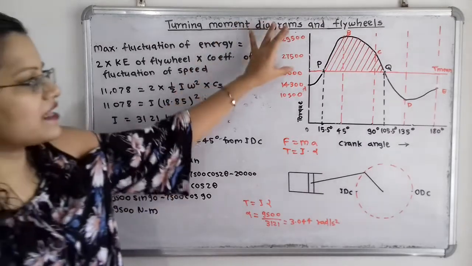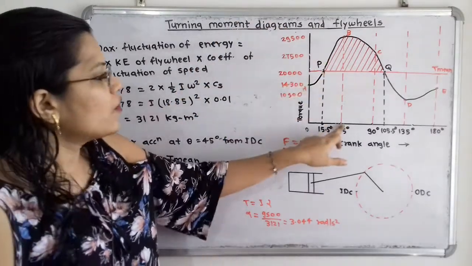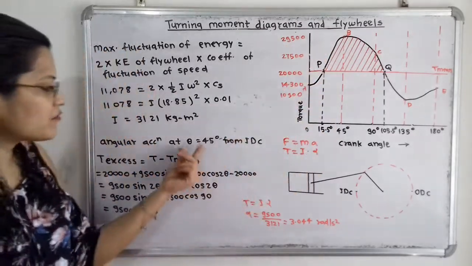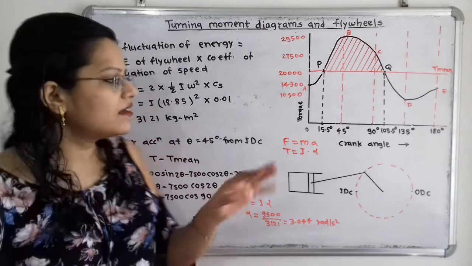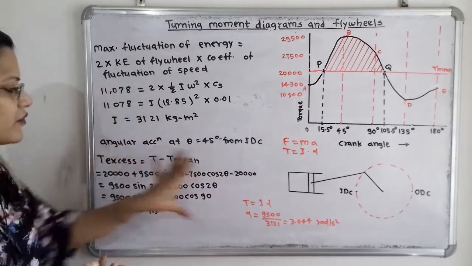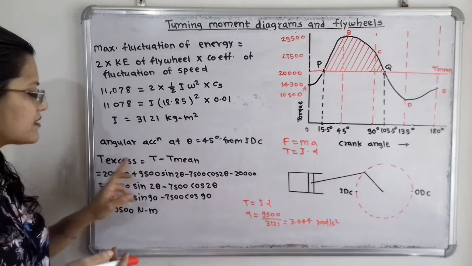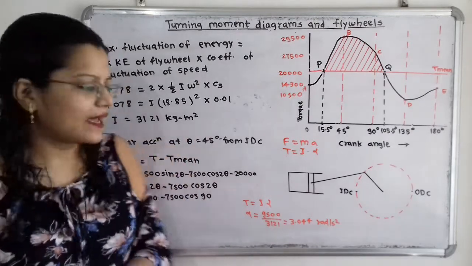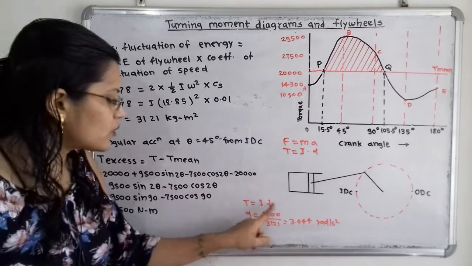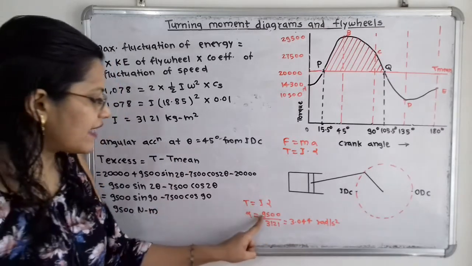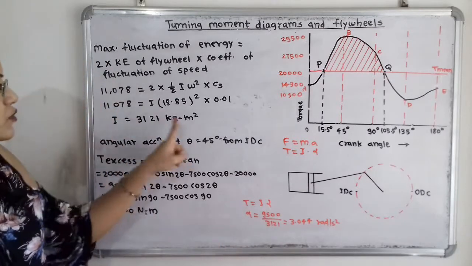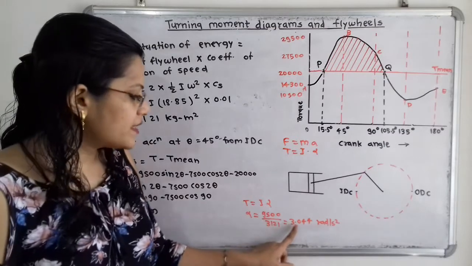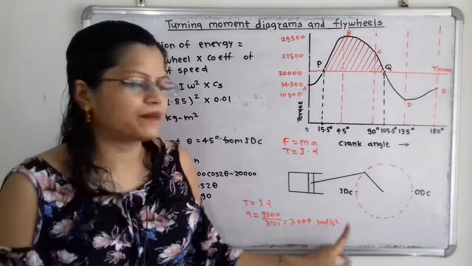From this diagram, we have earlier calculated the torque at theta equal to 45 degree. In the question there may be a different angle. So in this way we have to calculate the excess torque at any angle. And now we will apply this formula, T is equal to I alpha. T excess is calculated as 9,500. Then I is also calculated as 3121. Then we will get angular acceleration alpha as 3.044 rad per second square.